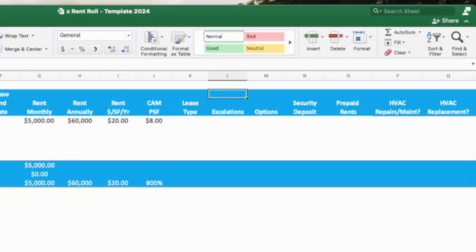There are so many different ways to carve it up, but just know that when it comes to escalations, it's just asking, hey, how much does rent go up and how often? That's all it's asking here.